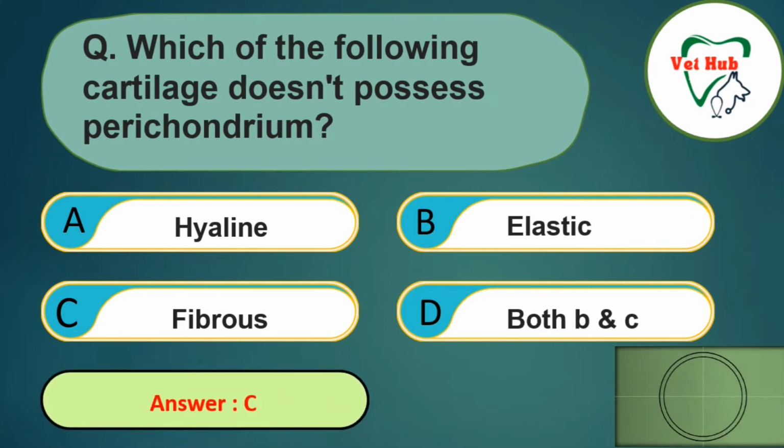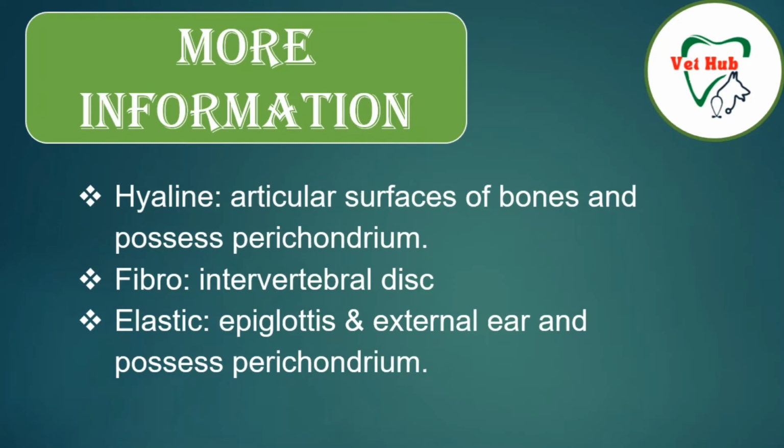And the correct answer is option C, fibrous cartilage. Hyaline cartilage is on articular surfaces of bones and possesses perichondrium. Fibrous cartilage includes intervertebral discs. Similarly, elastic cartilage includes epiglottis and external ear, and they also possess perichondrium.